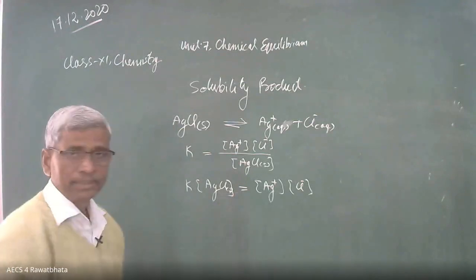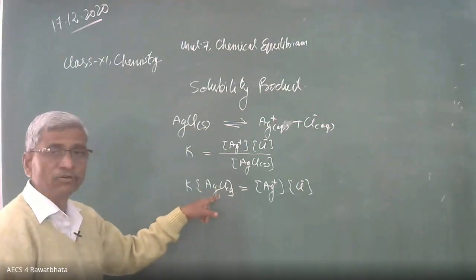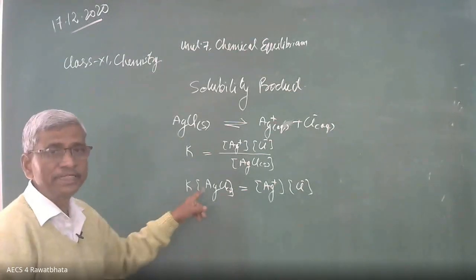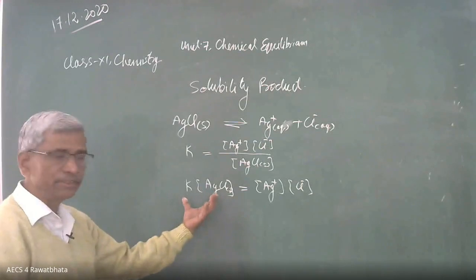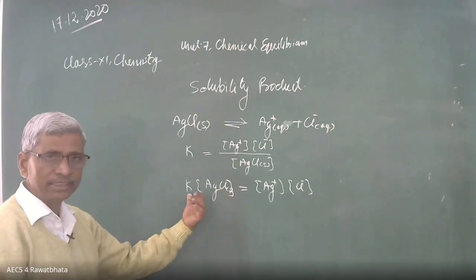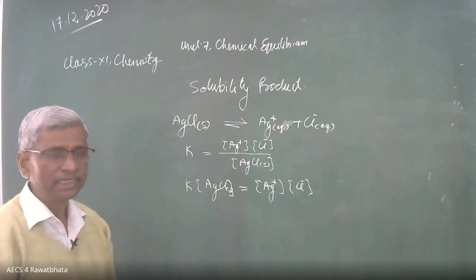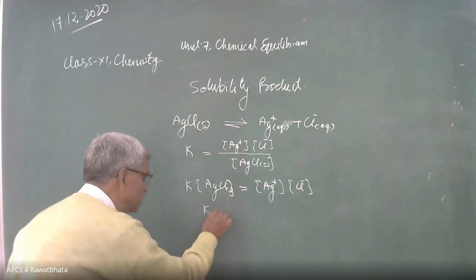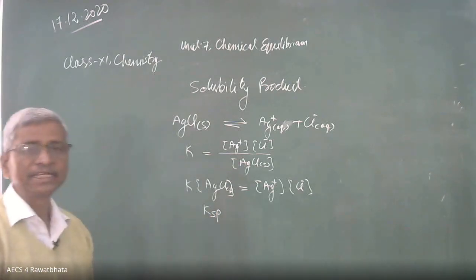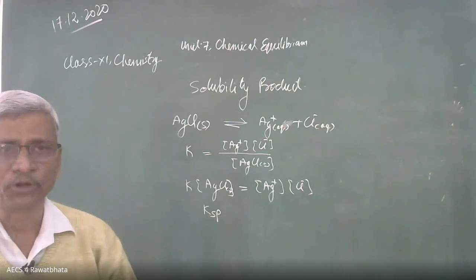This is the expression, and here K is constant, AgCl is also constant. Product of these two constants is a new constant. K is the equilibrium constant with a fixed value, and AgCl, as we have just seen, its value is 1. The product of these two constants is a new constant, and this new constant is written as Ksp. Ksp refers to solubility product.